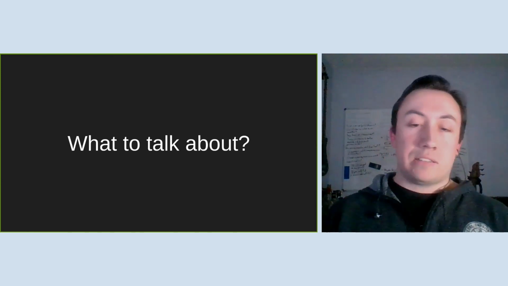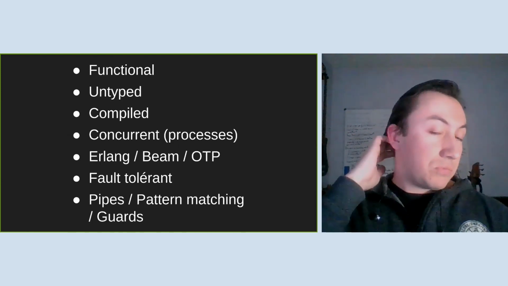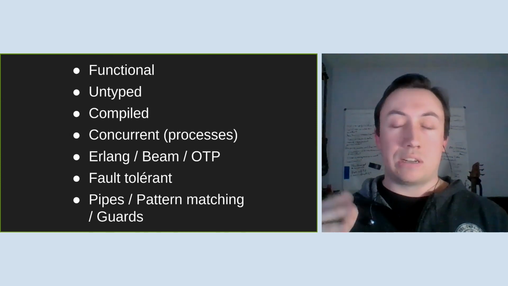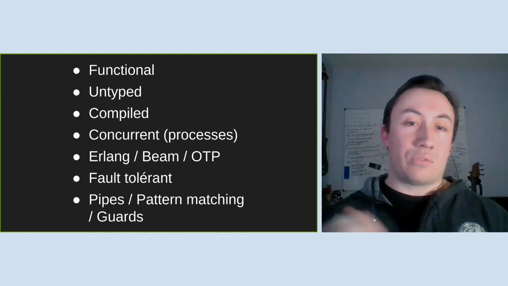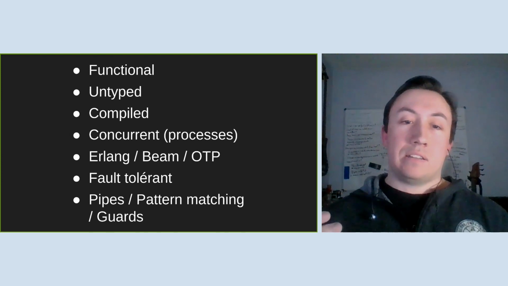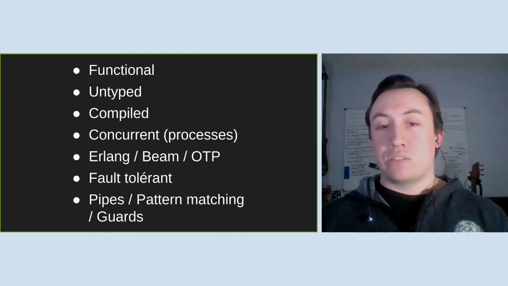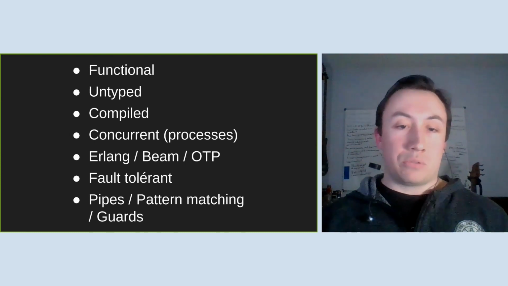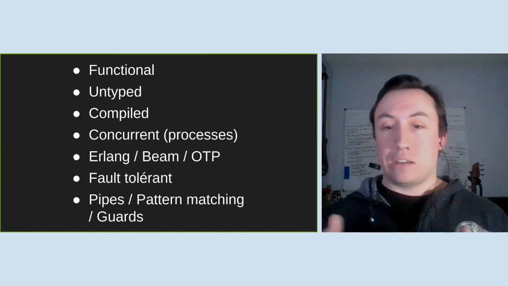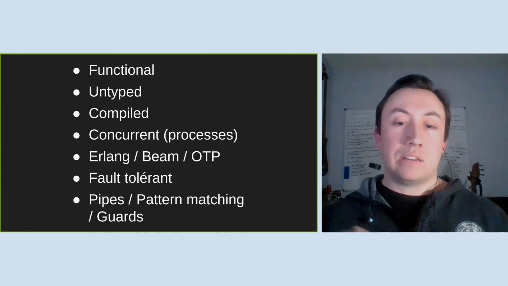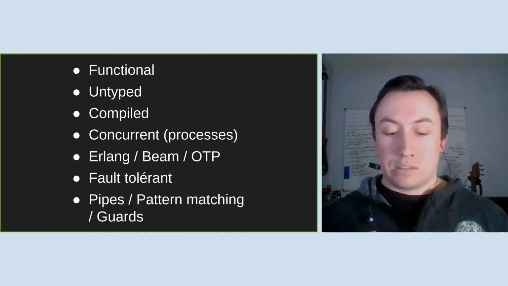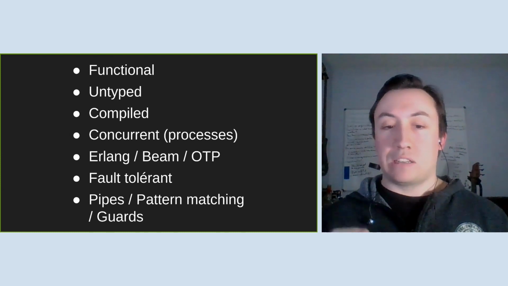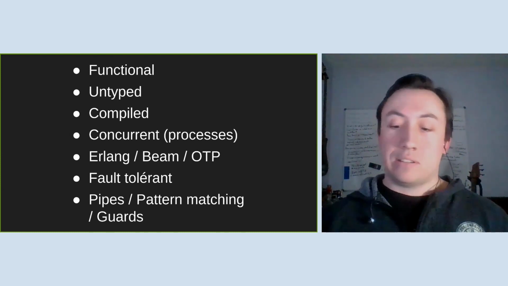But the thing is, this question can be answered in a really short way. Elixir is a functional, untyped, compiled, concurrent language, so it uses processes for concurrency. It's based on Erlang, the Beam, and OTP. It's fault tolerant, and the main things you should use are pipe, pattern matching, and words to organize your code.